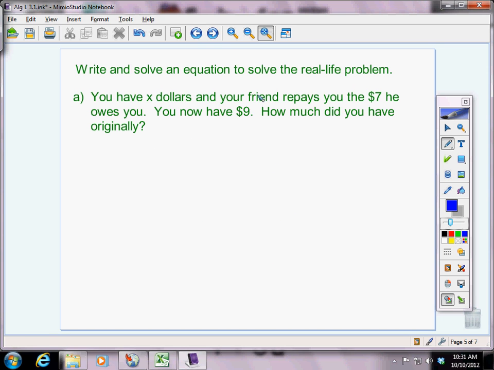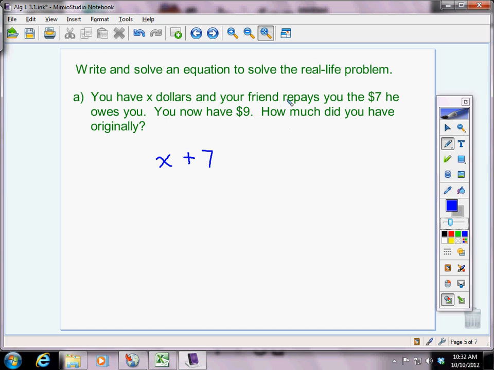Let's just focus on setting up some equations here. You have X dollars and your friend repays you the $7 he owes you. You now have 9. How much did you have originally? Again, probably one you can do in your head, but let's write an equation. I have X dollars and he repays me $7. If he's repaying me, I'm getting more. It's an addition to, so I'm going to add.